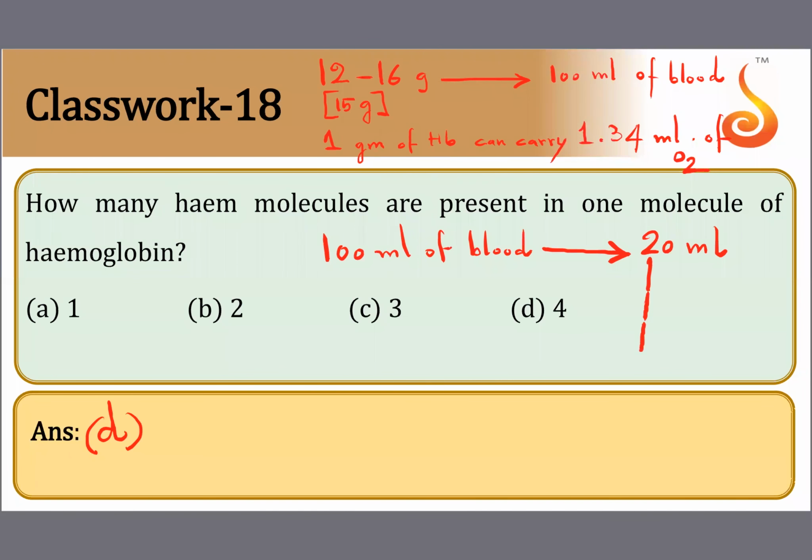Out of 20 ml, when you are resting, only 5 ml of oxygen is delivered to the tissues. Please remember this. Because if you remember the oxygen dissociation curve, when you are not exercising, out of 100% saturation, the saturation comes down to 70%. 30% of it is delivered to the tissues. So 30% of 20 ml is approximately 5 ml.